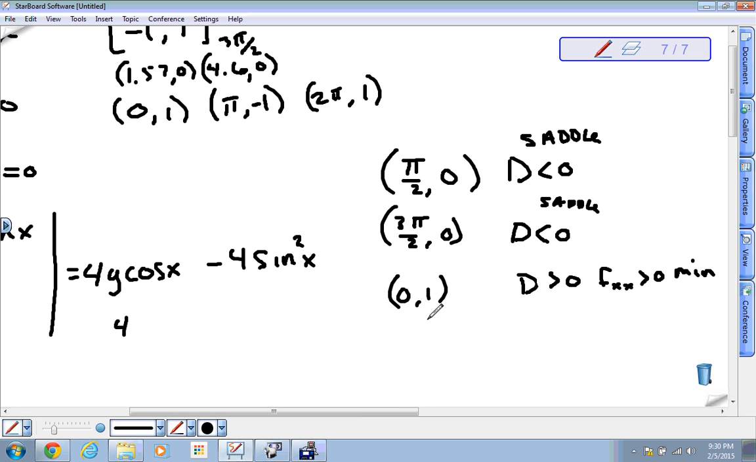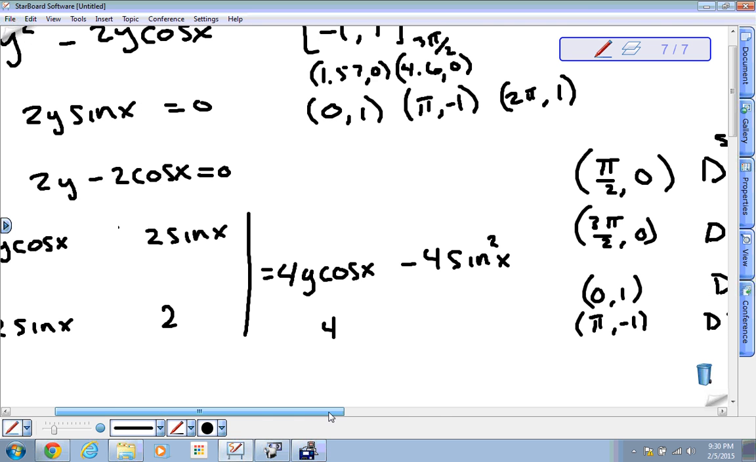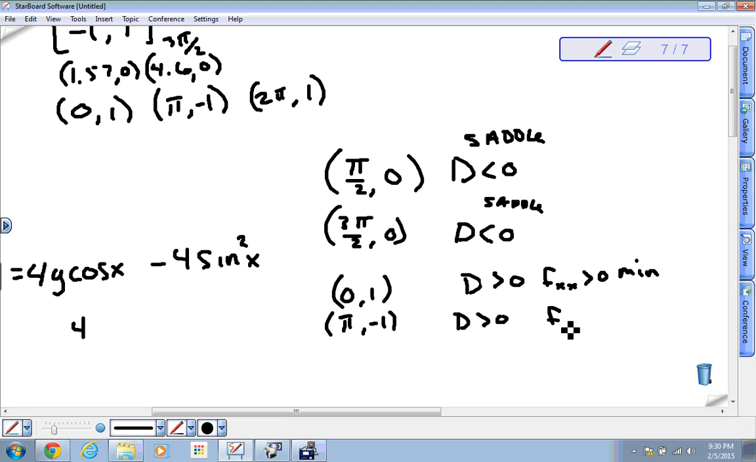Okay? Let's try pi and negative 1. So if you take the cosine of pi, that's negative 1. Times negative 1 is positive, times that, so that's 4. The sine of pi is 0, so that's cool. So this is also positive. And again, if you put pi and negative 1 into this, you get positive 2. So once again, this is positive. Hence, this is also a minimum.